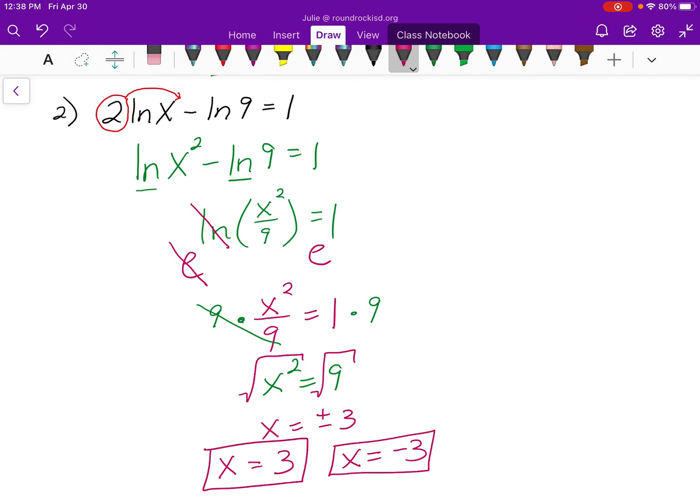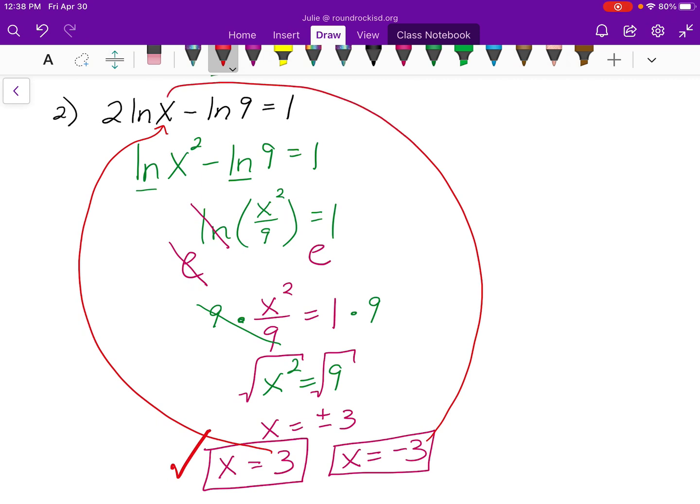So if I look back at my original problem here, I have natural log of x. So if I take this first number and I plug my 3 in for x right here, I'm taking the natural log of a positive number, which is fine. So that one is valid. If I take my negative and I plop it in here, I'm taking the natural log of a negative number, and you cannot have a negative argument with a log. So I'm going to scratch that out and say that one is extraneous. So that is not a valid solution. It's extraneous.